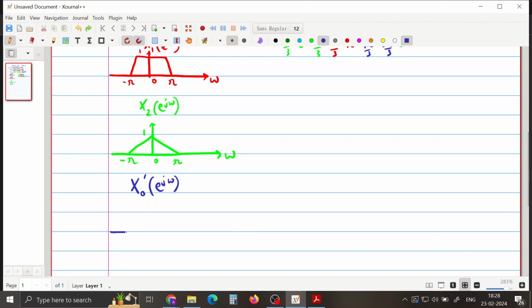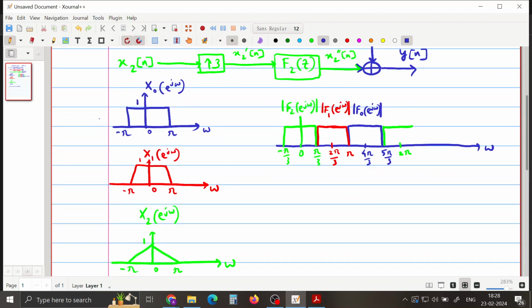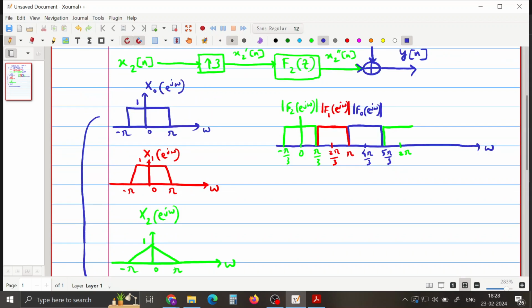It looks like something like this. So you see, from here to here, you're coming to this, and the change as a result of upsampling will be that these points, minus pi and plus pi, will get mapped to minus pi by L and plus pi by L, where L is the upsampling factor. In our problem it is 3. So these points will map to minus pi by 3 and plus pi by 3.